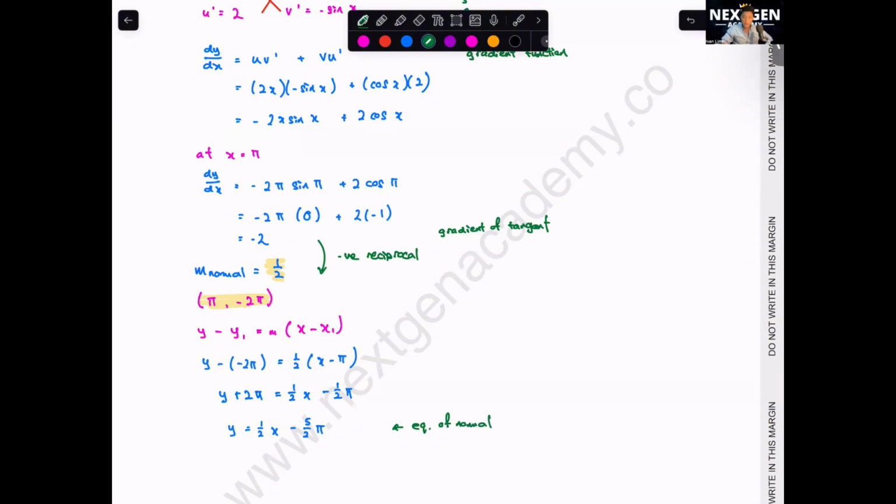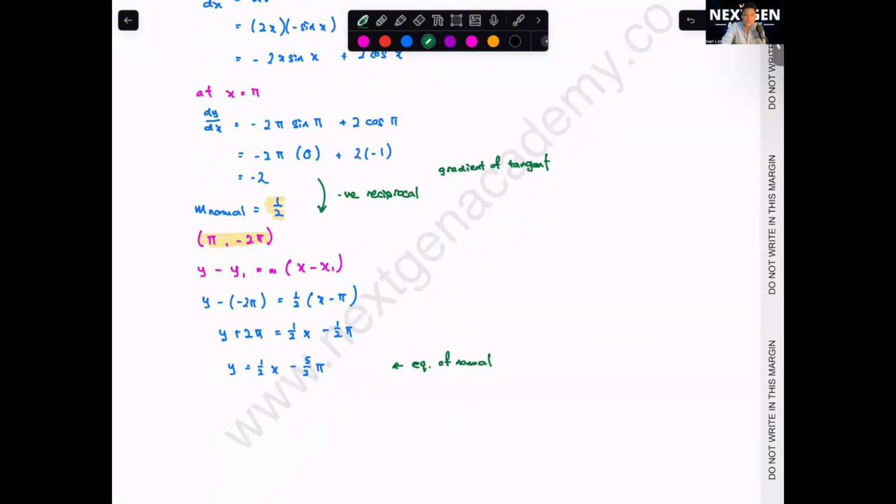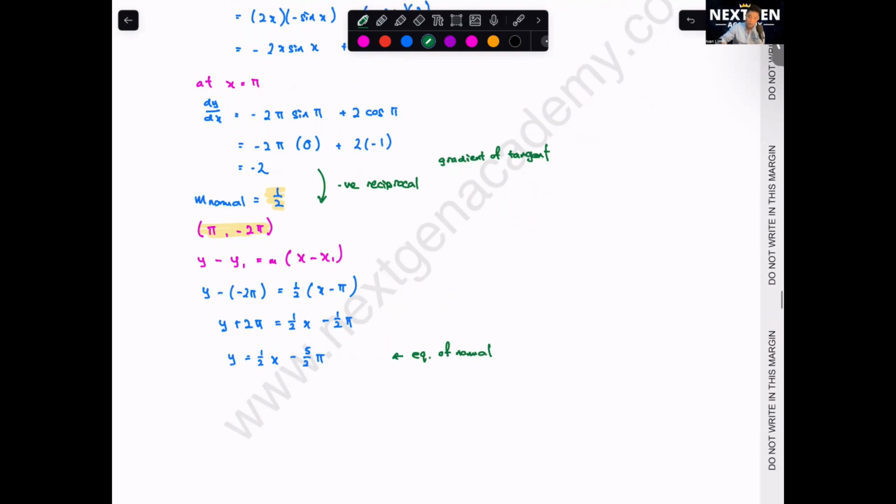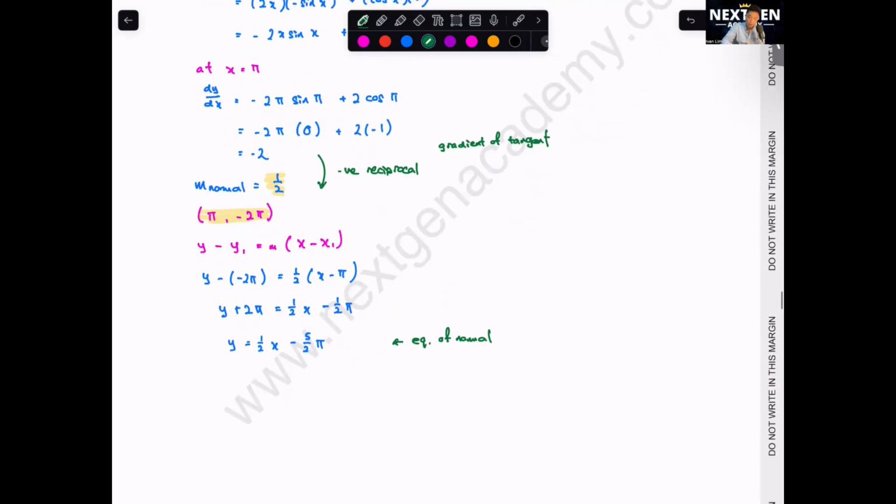Okay, after we get this equation of normal, you have to know that the equation of normal is also a straight line equation. What do we need to find next? We want to find P and Q. P and Q are your x-intercept and y-intercept. They say at the x-axis is your P value, at the y-axis is your Q value. So let's do P. P is the x-intercept.